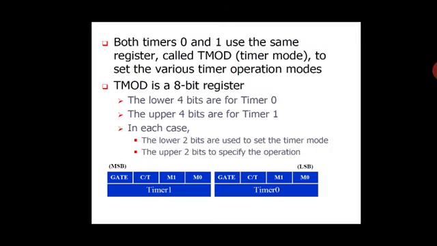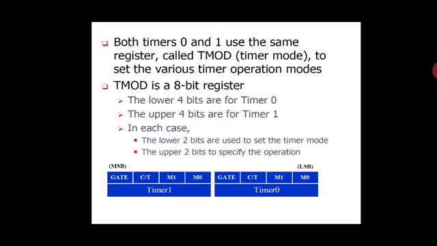Now, both the timers. If I want to configure timer 0 and timer 1, then how do I operate them? How do they act? It depends on the TMOD register. It means I have to configure these timers using the TMOD register. I hope you understood. There is a timer mode register. It is used to configure my timers.